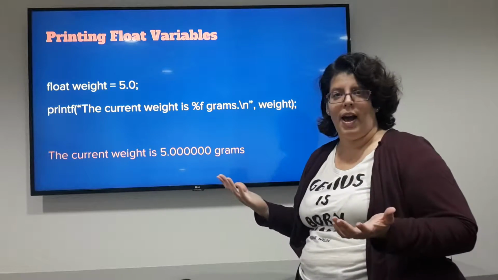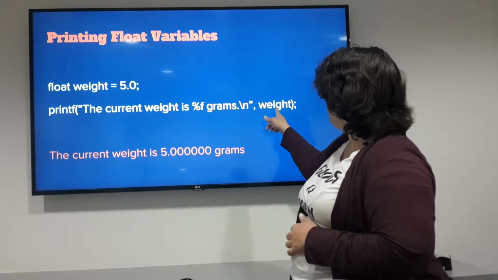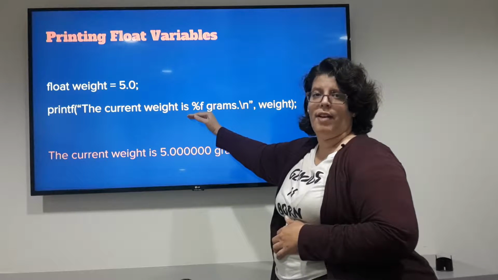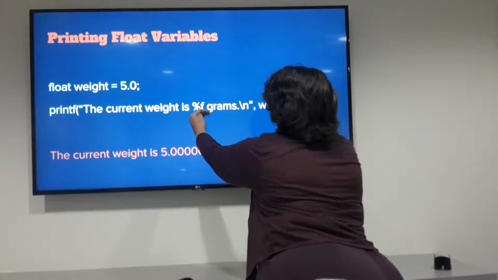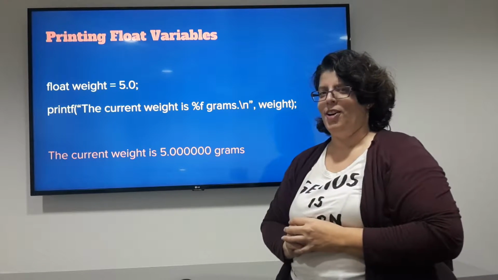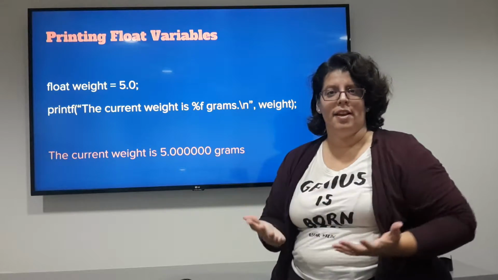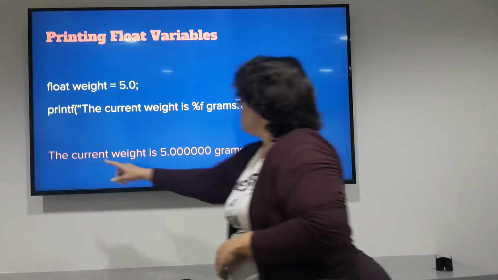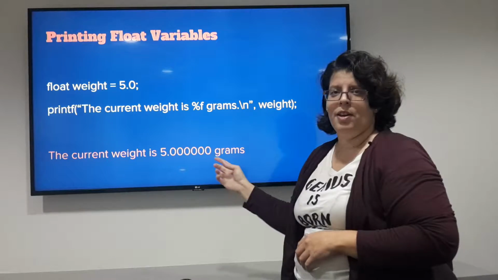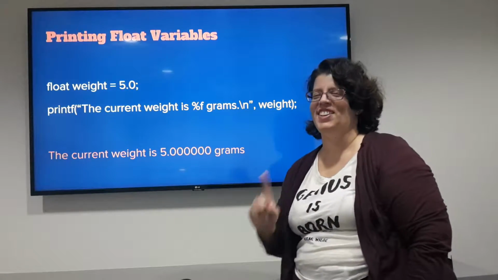So it goes to find what's the value of weight. It sees up here that the value of weight is 5.0. So it's going to grab 5.0 and use that in place of the %f. So now this fill in the blank value is filled in with the value of weight, and 5.0 shows in this position. But not exactly 5.0. I'll explain. When this sentence actually prints out, what you're going to see on the screen is exactly this. The current weight is 5.000000 grams. You might be thinking, where did all those zeros come from? I'm going to explain why.